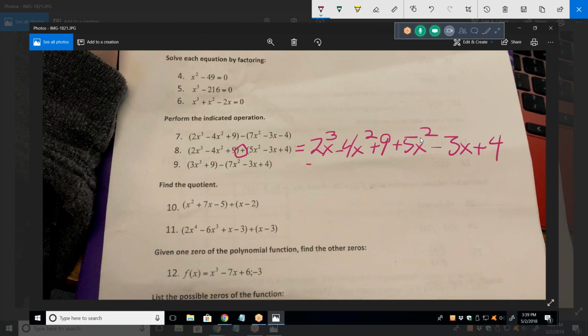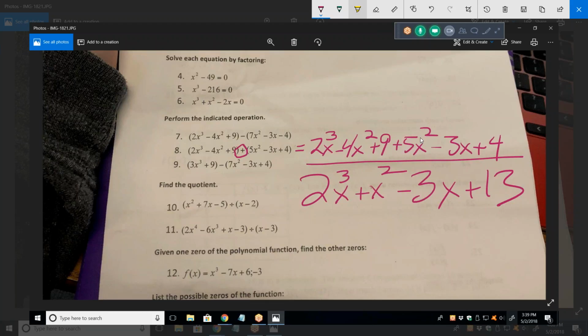Now simplify that. How many total x cubes do you have? 2. How many x squareds do you have? 1. How many x's do you have? That'd be 3x, I think. Yeah. Minus 3x. Minus 3. How many numbers do you have? 2, so it'd be 13. There's your answer.